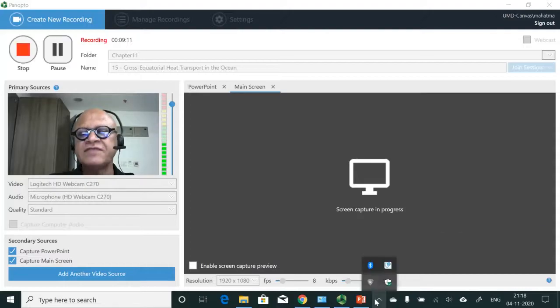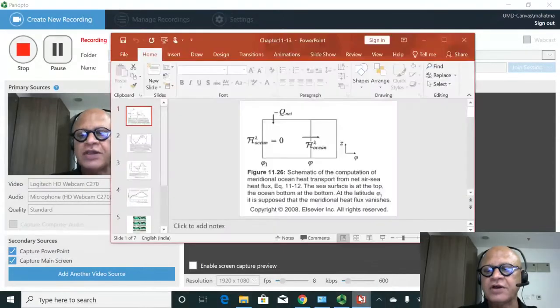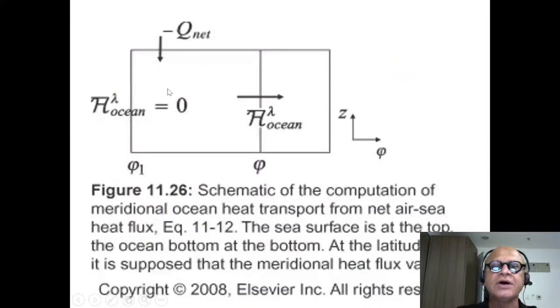Let's look at some of the details of heat transfer, heat transports in the ocean. So let's say we have a latitude where the heat divergence is zero. So there is no heat going out, there is no heat coming in. So the heat transport at that latitude is zero. You have net heat flux coming into the ocean, which in this book's convention is negative.